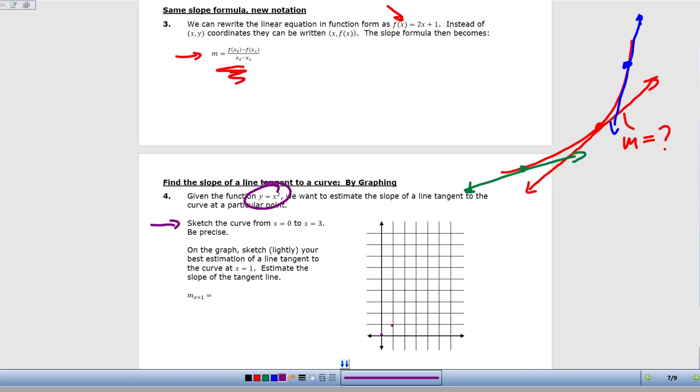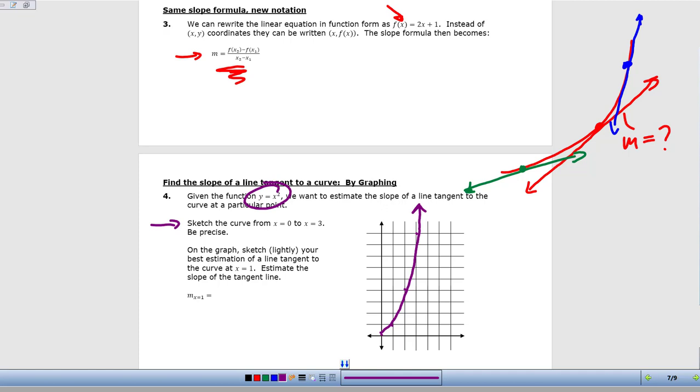If I plug in 2, I'm up to 4. If I plug in 3, I'm up to 5, 6, 7, 8, 9. Here is my graph. So there's that half of the parabola that we've got so far.